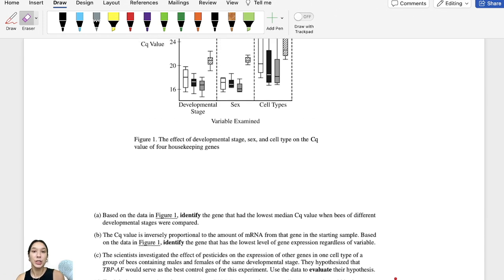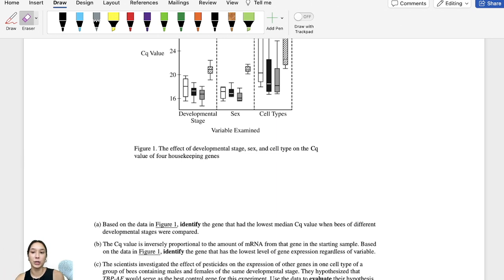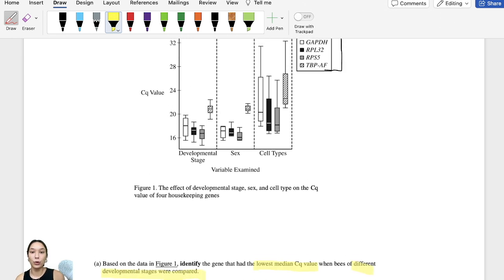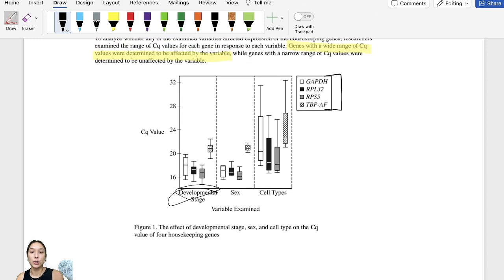Okay, so it's just asking you to identify the gene. So we're looking for the lowest median CQ value when bees of different developmental stages were compared. So they're not asking you between all 3 of these variables, they're only asking you for developmental stage. So when I compare developmental stage, how does the expression change? And which one has the lowest median CQ value? So which one is the lowest?